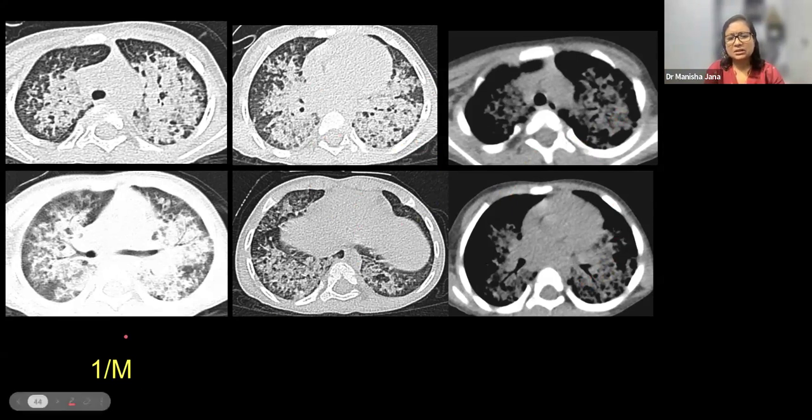And the onset of the disease is also important. See, this is such a small baby having this kind of appearance. So you have to think about lipoid pneumonia.